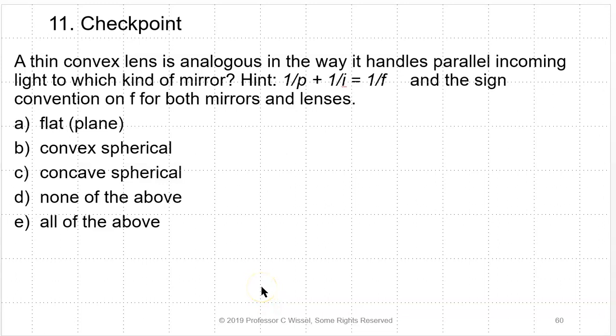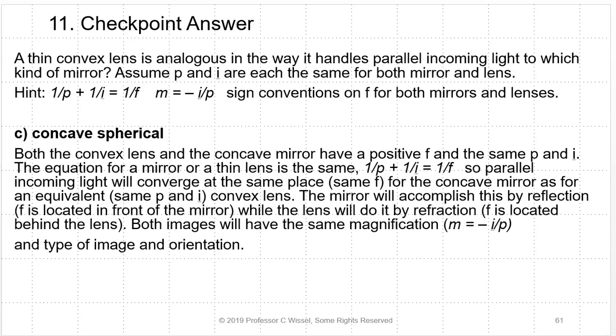A thin convex lens is analogous in the way that it handles parallel incoming light to which kind of mirror? Okay, well, it's a convex lens. It's a positive lens. It's going to act like a positive mirror, which is a concave spherical mirror.